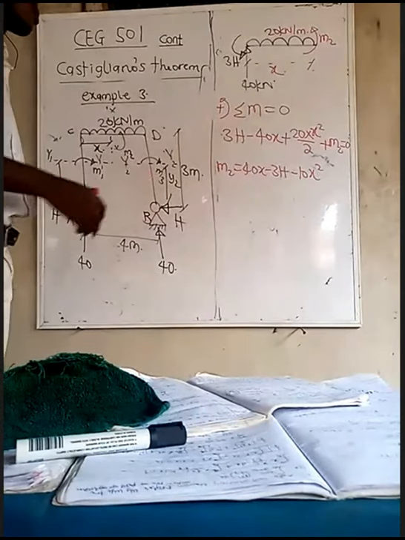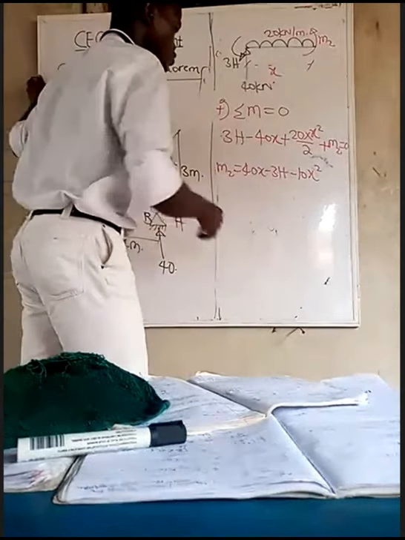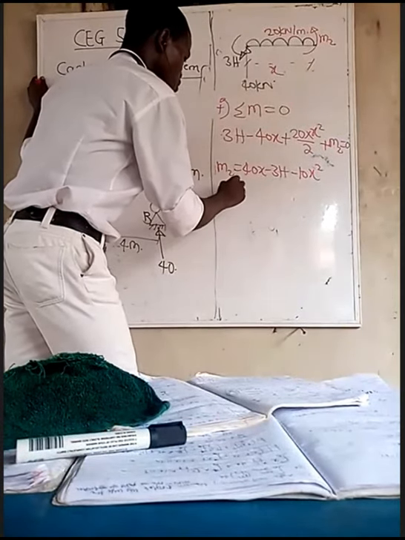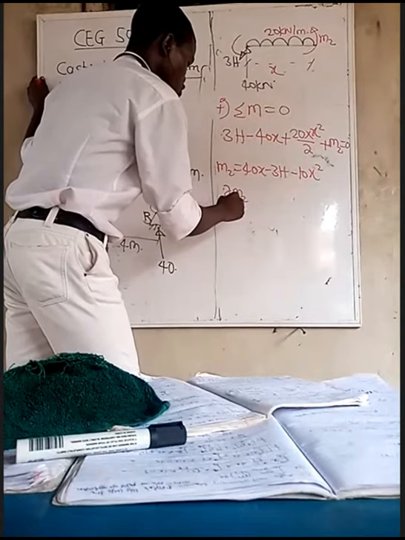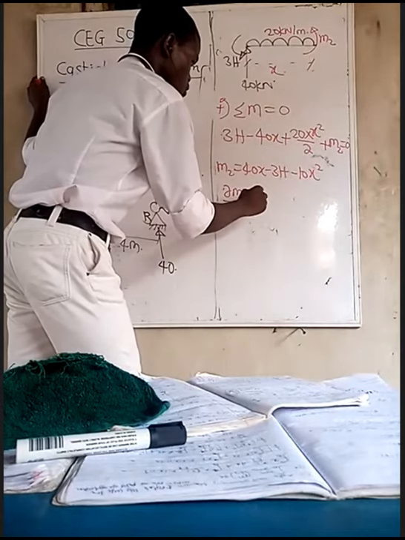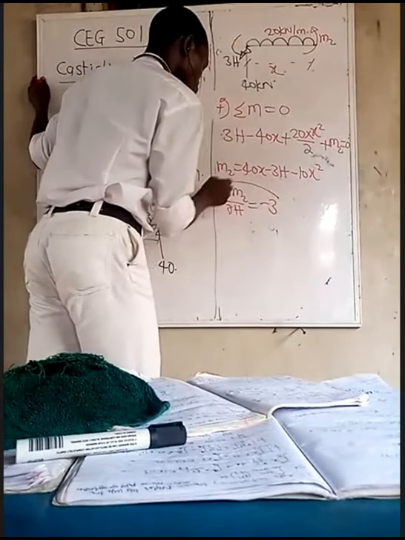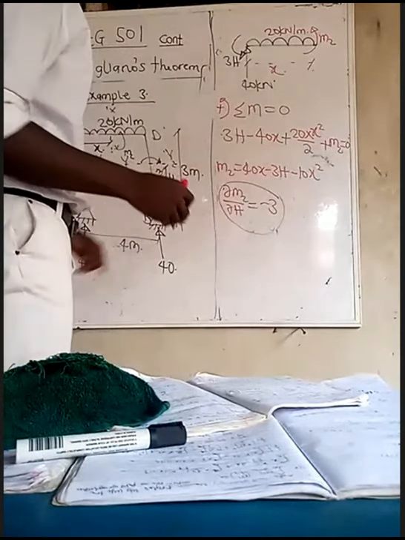Now, this third part of it, no, let's do it. I would have loved us to just add them together and give us the same thing. So the next thing is to find the derivative of M2 with respect to H. So that will be what? Minus 3, not this. So let's go to the third part.